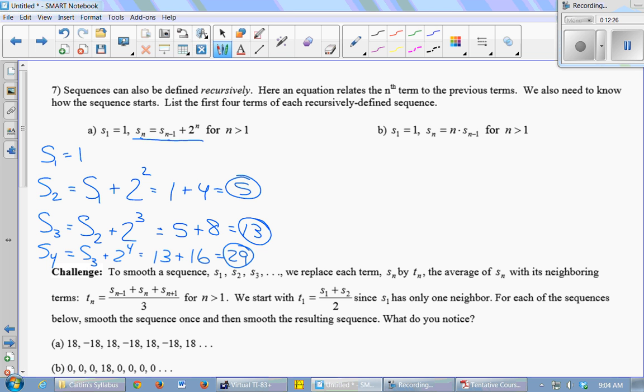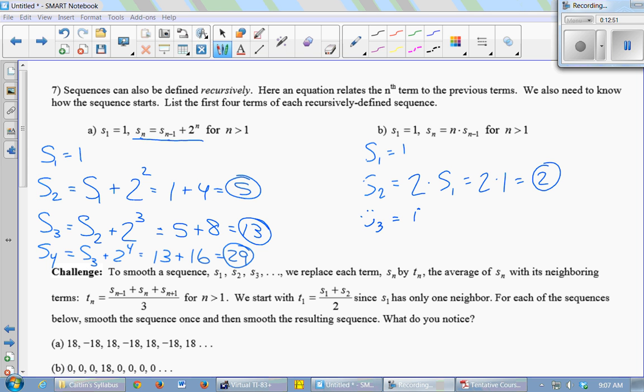Okay, so here's another recursively defined sequence. Write out the first four terms. All right, what do we got? S1 is 1. What's S2? 2, good. So S2, according to this formula, should be 2 times S sub 2 minus 1, which is S sub 1. 2 times 1 is 2. And S sub 3, 6. And S sub 4, say it again, 24. Good, thank you.